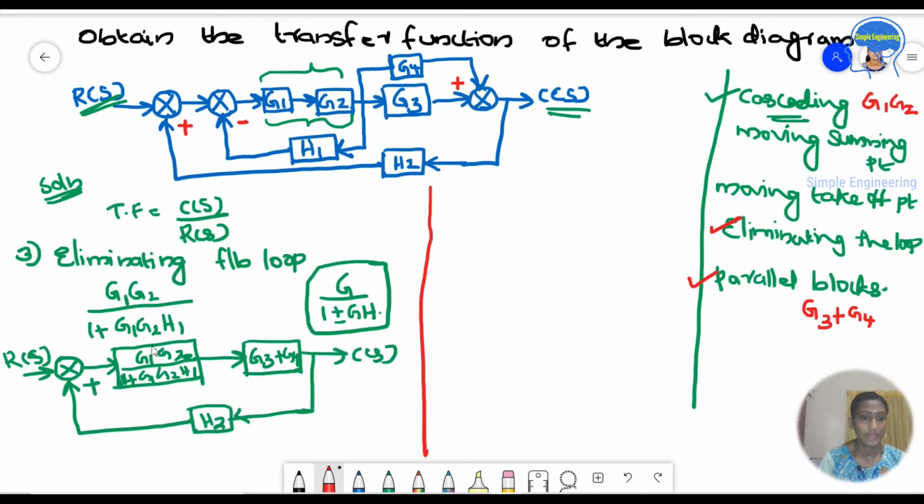Next, we have to check which rule we can apply over here. Here we have these two blocks. Again we are going to apply the cascading rule. Cascading these two blocks, this is your G block and this is another G block. You can take them as G1 and G2. Cascading, that will become G1 G2. So in the fourth step, again we are cascading, these two you have to combine.